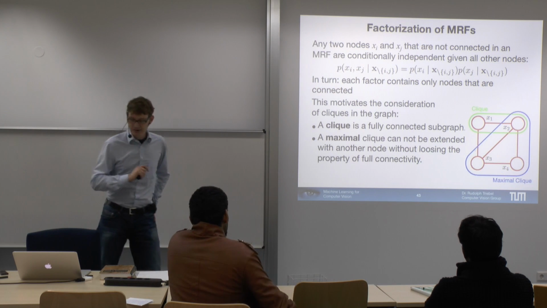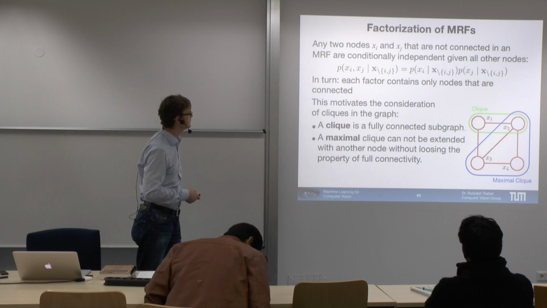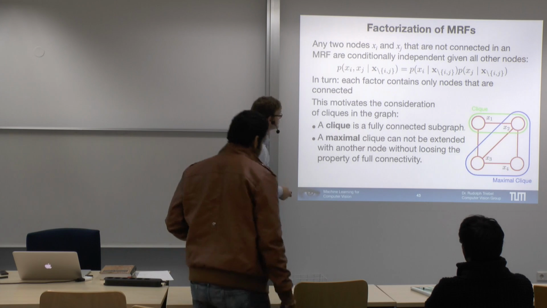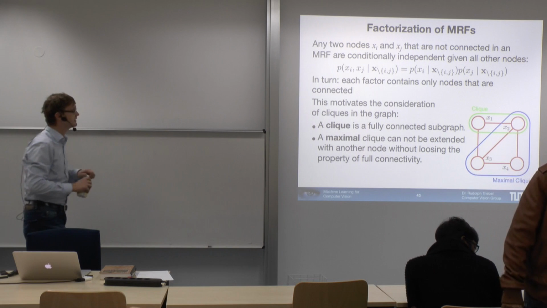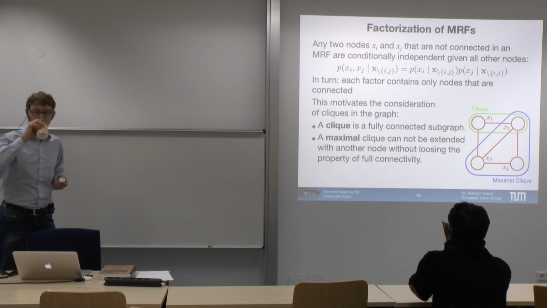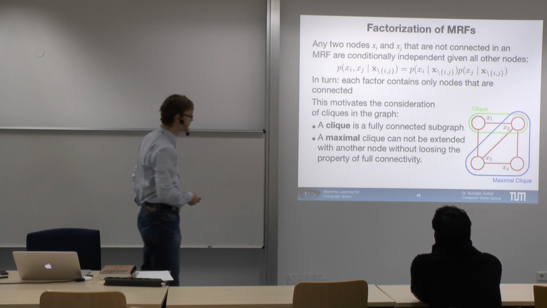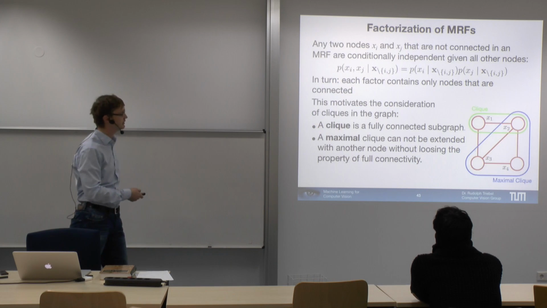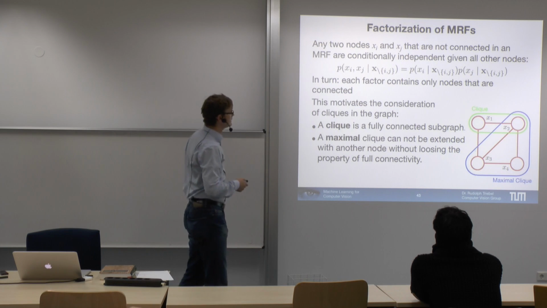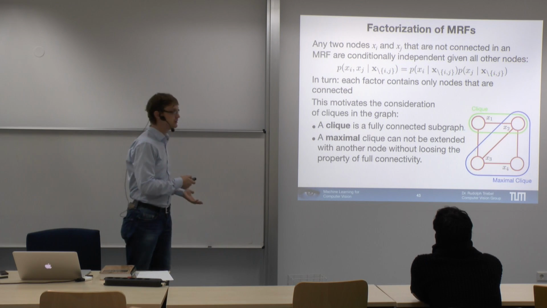Now let's look in a bit more detail at how we can formulate these Markov random fields mathematically. There's an interesting observation. Let's look at an example of two nodes, xi and xj, and we assume that xi and xj are not connected. This might be, for example, this one here and this one here, or this one here and this one here. They are not directly connected in the graph. That means that they're conditionally independent given all other nodes.